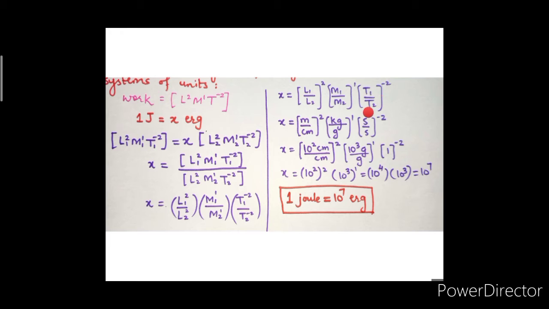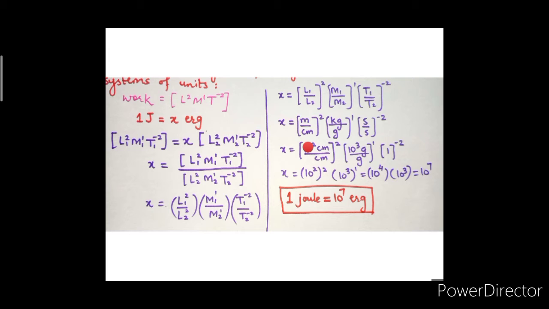Now for the time, the unit in the SI system and CGS system is second only, so we have to write second upon second raised to minus 2. Now in the next step, we have to convert the units. As we know that 1 meter is equal to 100 centimeter, so our equation becomes more simplified over here. So here we are converting the SI units into CGS units.